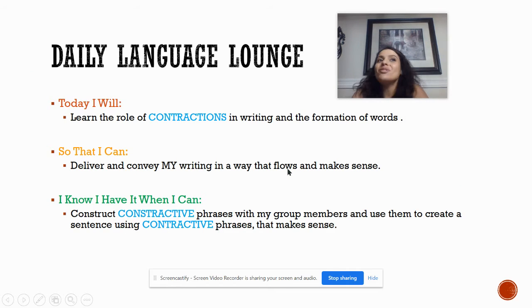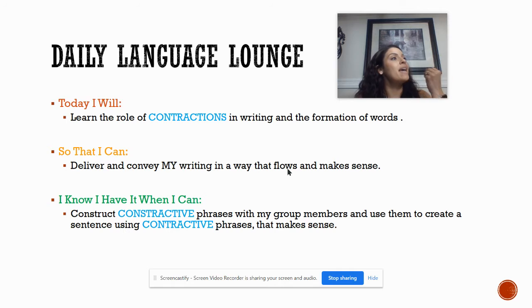Okay, so welcome to our Daily Language Lounge. The Daily Language Lounge is something I've been doing for almost my whole teaching career. It's from the Fundamental 5, and it's student-friendly learning objectives. We're also doing language objectives, and it's kind of embedded together. So we have the Today I Will: learn the role of contractions in writing and the formation of words so that I can deliver and convey my writing in a way that flows and makes sense.